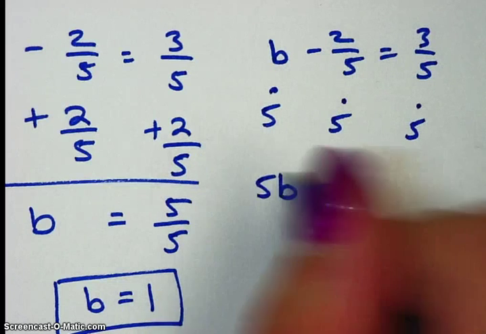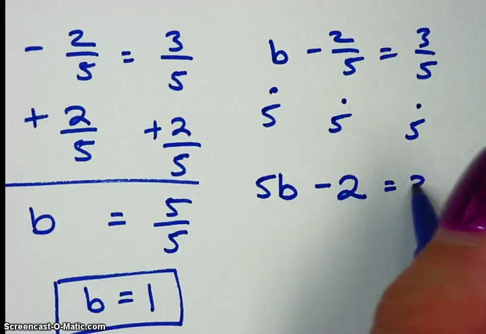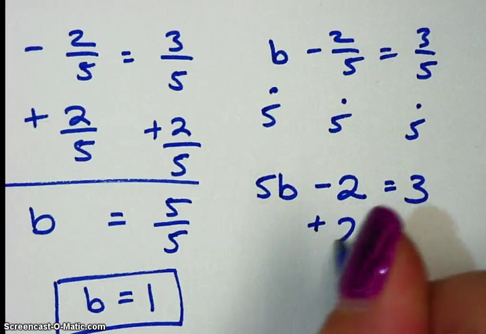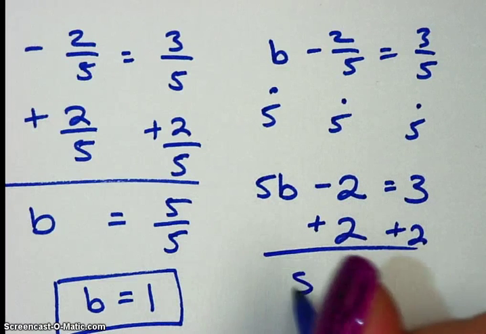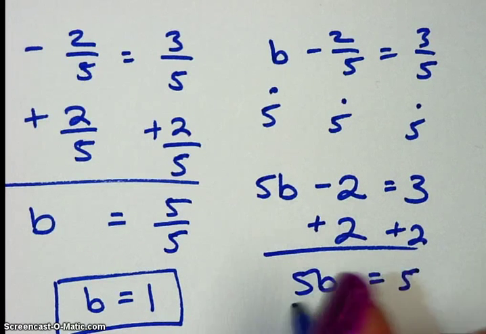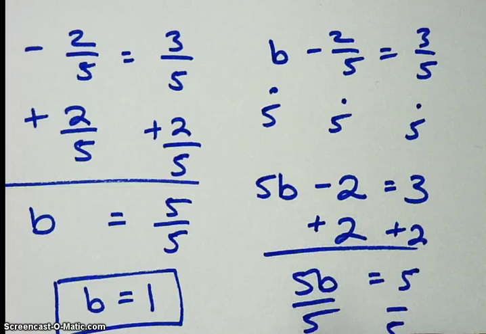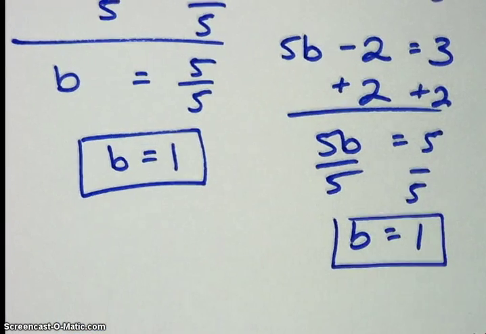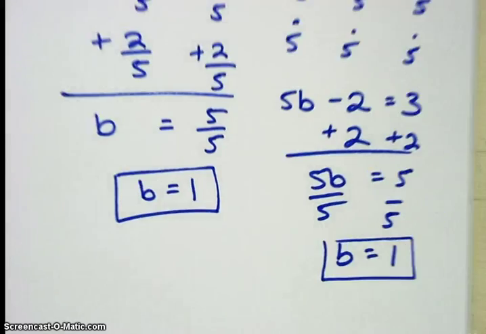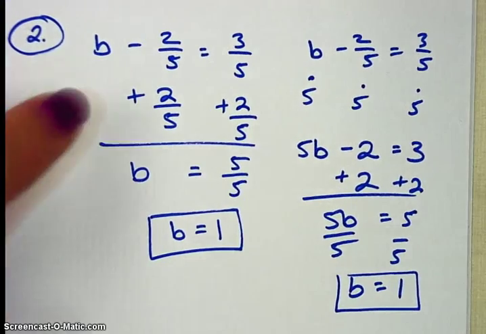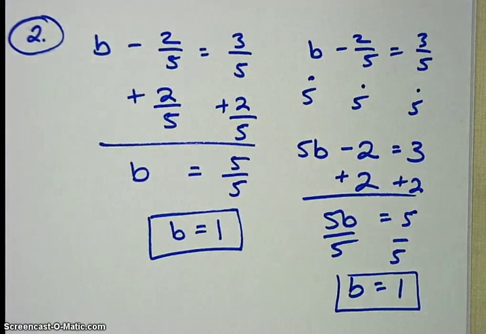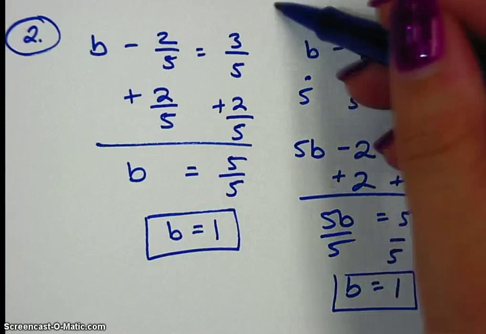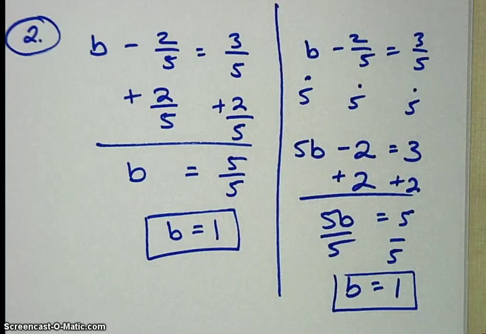So that would give me 5b minus 2 equals 3. Add 2 to both sides. 5b equals 5. And then divide by 5. Notice, same exact answer. b equals 1 either way. Okay, both ways work here. This one actually happens to be a little less work, but if you make mistakes with fractions, this way will work as well. There's 2 ways you could have done that one.